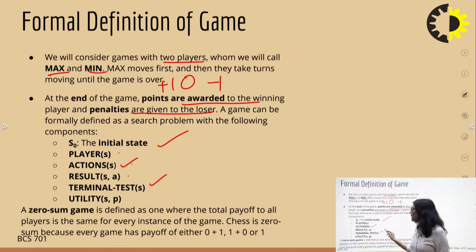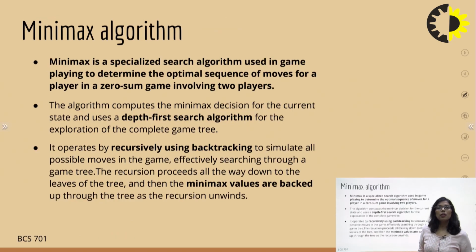Then what is the terminal test? It will check whether my game is over or not. So the end of the game is determined by the terminal test. That is, if my game is over, the chances are finished. Then utility will tell us what is the utility of the player. So if it's a max player and he has won the game, the utility will be +1, otherwise it will be -1. So the first algorithm that comes is your Minimax algorithm.